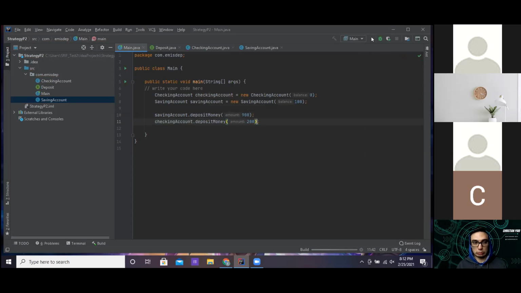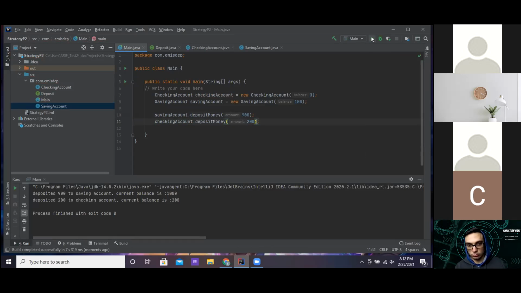Just gonna run the build. And there we have it. Really simple strategy pattern. Yeah, that's pretty much it. Any questions, people?